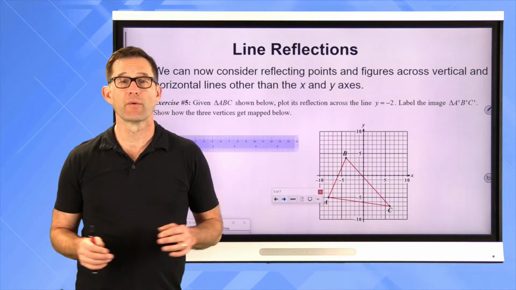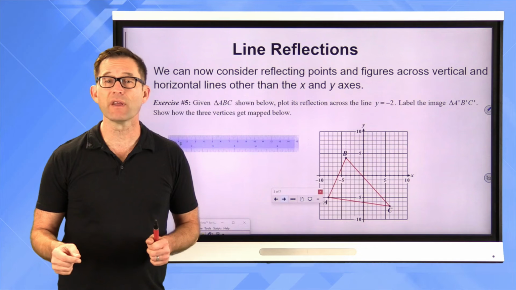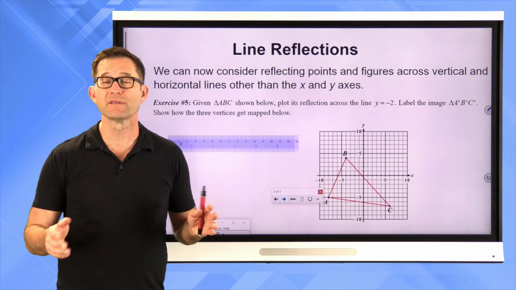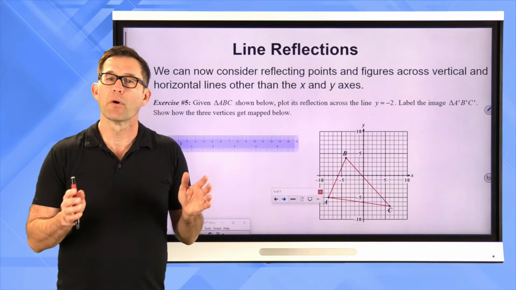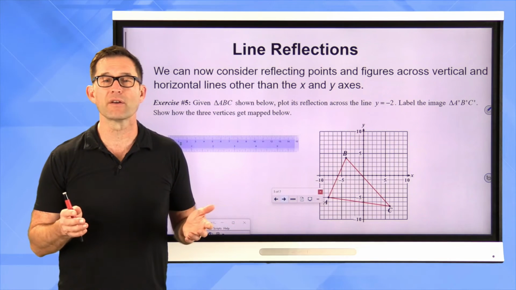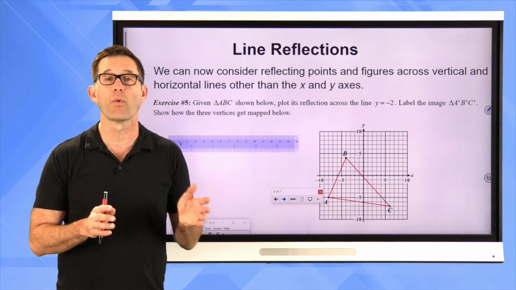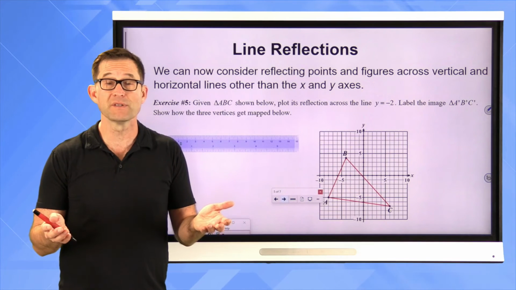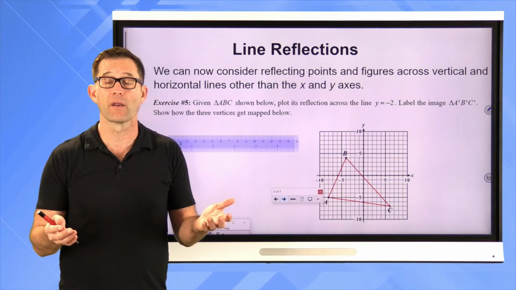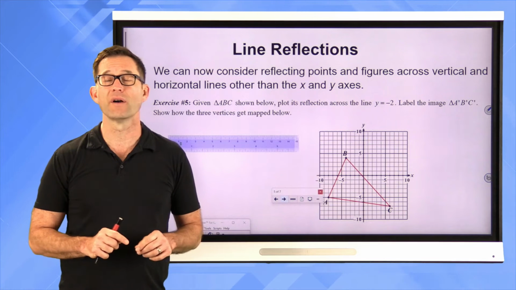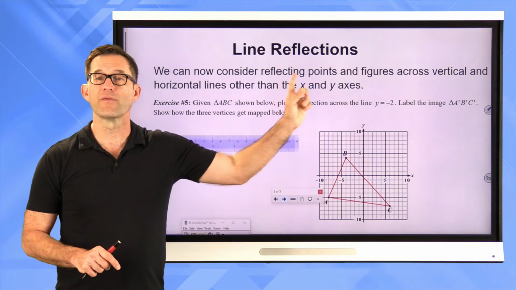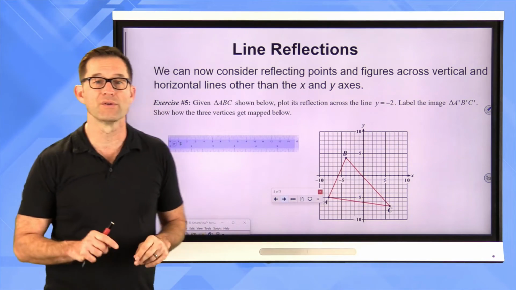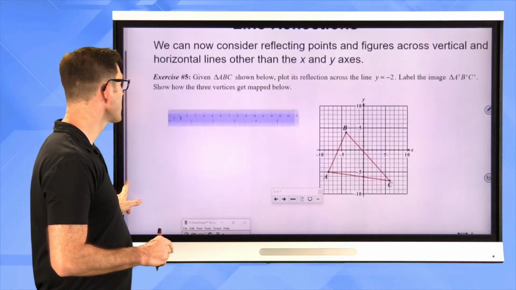Now, let's talk about line reflections. We worked with those extensively in Unit 2, right? We even did some line reflections in terms of our coordinate grid. But almost always back then, we were reflecting across either the x-axis or the y-axis, which were very specifically vertical and horizontal lines. But now we can reflect across any random vertical or horizontal line, right? We can now consider reflecting points and figures across vertical and horizontal lines other than the x and the y-axis.